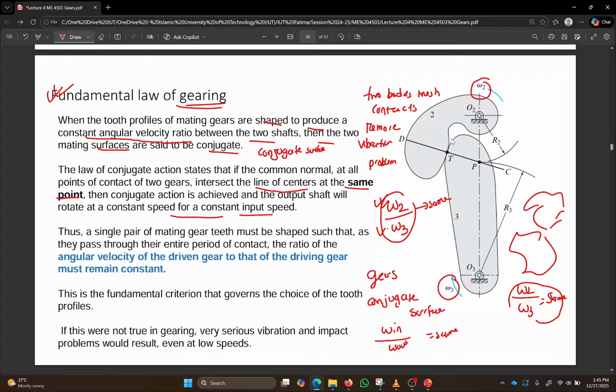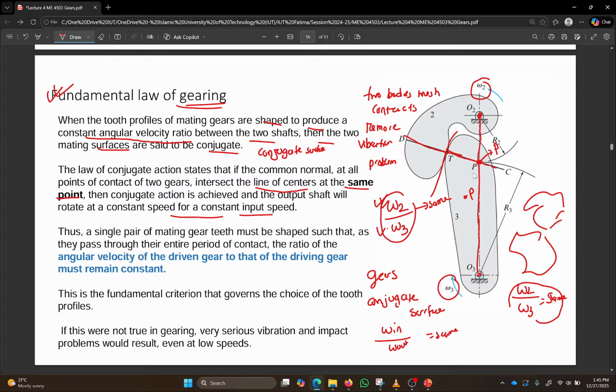Basically, if this is your tangent of contact, then this will be the normal of the contact. This normal must always intersect the line of centers. This is the center of the input gear, and this is the center of the output gear. This common normal is like the line of action for arbitrary shapes. This line of action must always intersect the line of centers at this particular point, which is the pitch point. The pitch point cannot move; it must remain stationary at the same point.